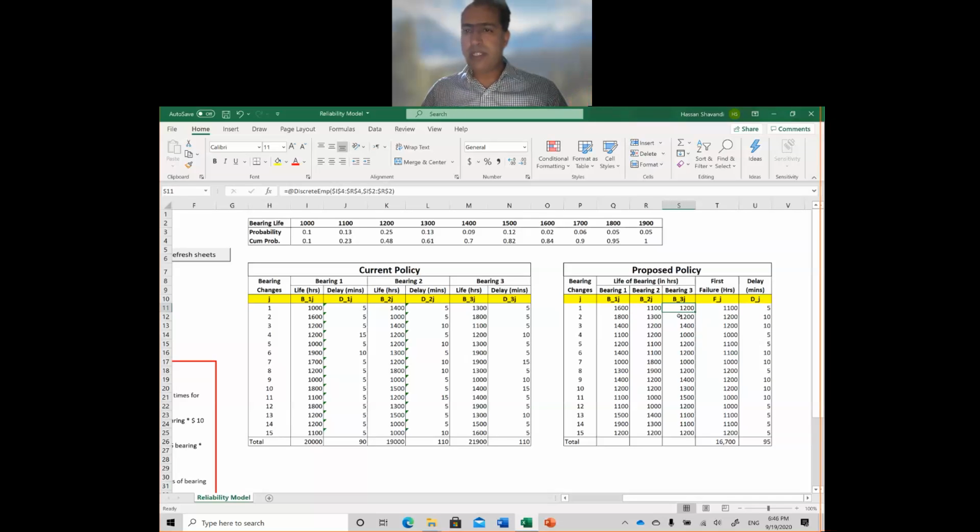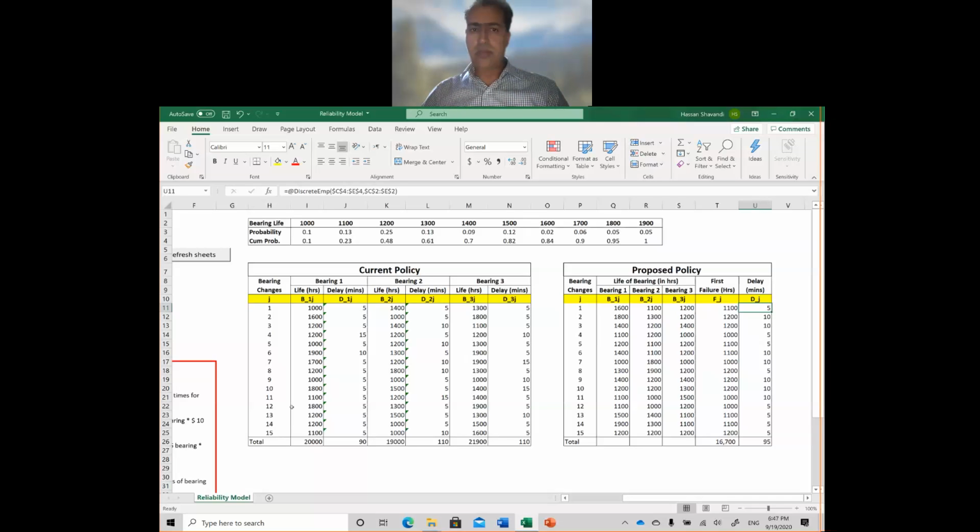So the minimum of these three will obtain the first fail among the three bearings, right? So which is 1,100. So at time 1,100, bearing 2 will fail. So in that time, the mechanic comes and will replace all the three bearings. So this is why we have the failure time, and we have the delay in order to replace all the three bearings, right? So this is why we have just one delay time for each set of replacement.